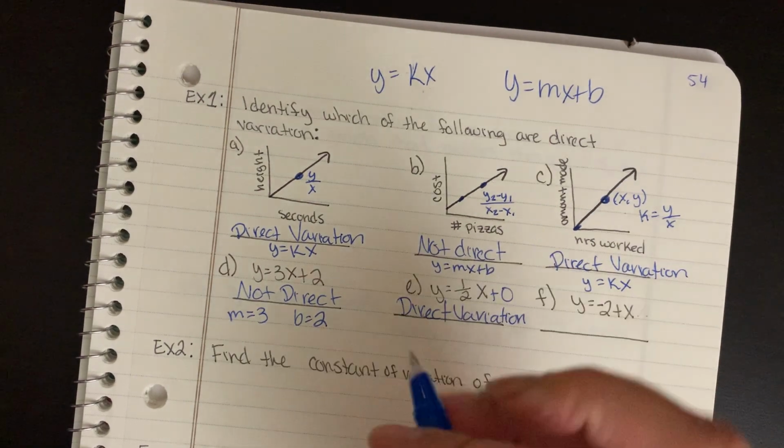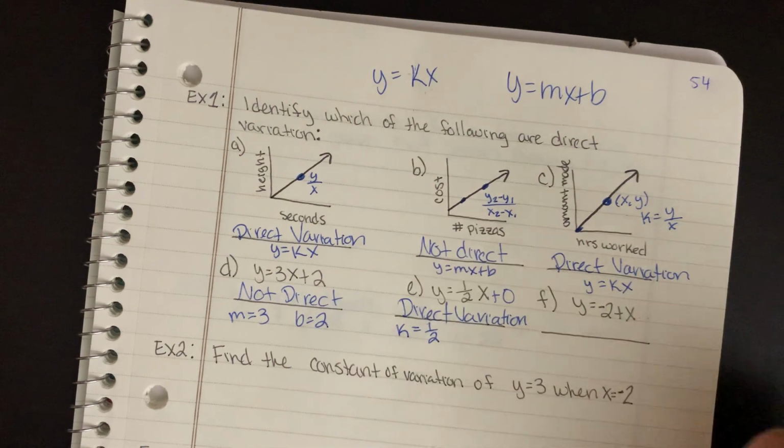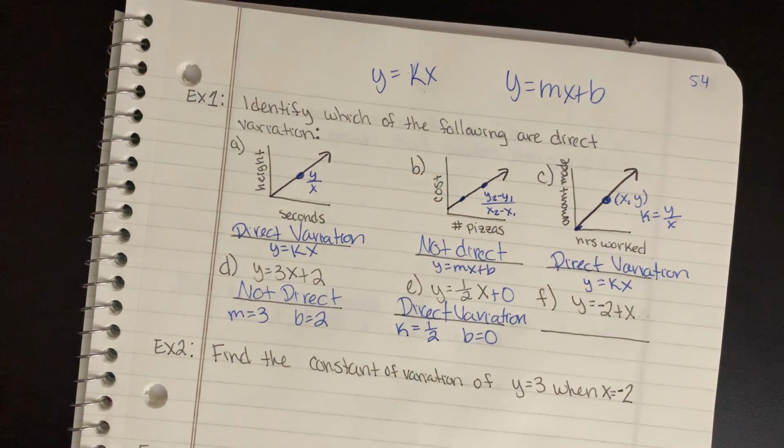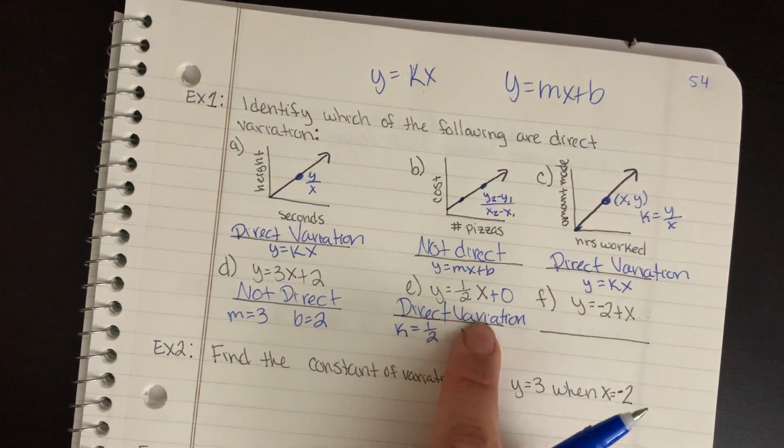So our direct variation, what does that mean? We have a k, my constant of variation is 1/2, and my y-intercept is 0, right? Because that's what we know. That's what makes it direct variation.